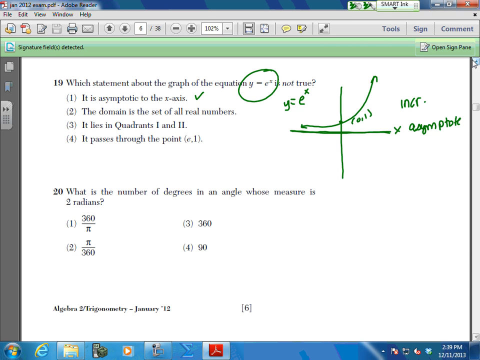All real numbers, I can use any of these x's and hit that graph. It's in 1 and 2, and this one's wrong. It passes through the point 0, 1. So they said not true.